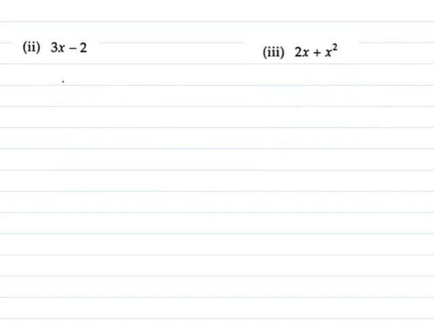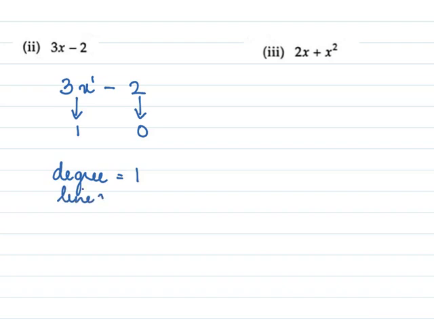Now for the next one, our polynomial is 3x minus 2. The power of this term is 1, and the power of this term is x raised to 0. So the power is 0. The highest power is the degree. 1 is the highest power. So the degree is 1. If degree is 1, it is a linear polynomial.